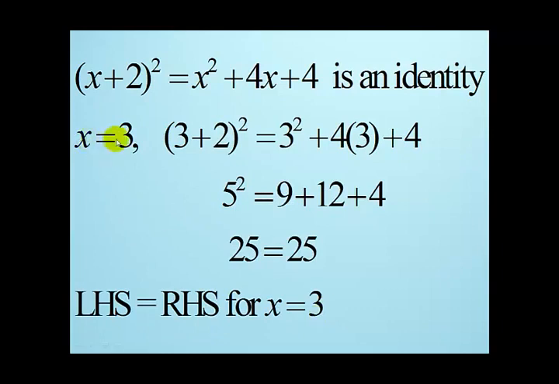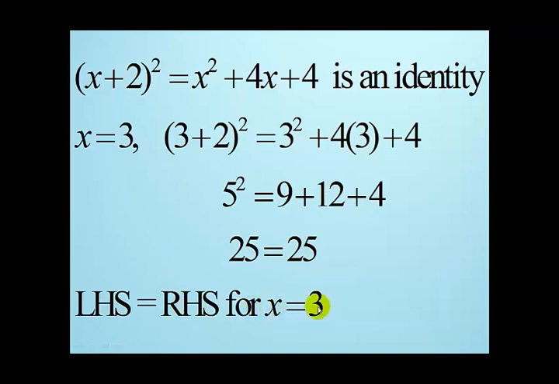x equals 3. So we substitute 3 wherever we see x in the identity. In doing that, we have 3 plus 2 squared is equal to 3 squared plus 4 times 3 plus 4. Now 3 plus 2 equals 5. So we have 5 squared, and 5 squared is equal to 25. 3 squared is equal to 9. 4 times 3 is equal to 12. So plus 4. Now we have 9 plus 12, that is 21, and 21 plus 4 is equal to 25. So 25 is equal to 25. That is, the left hand side is also equal to the right hand side for x equals 3.